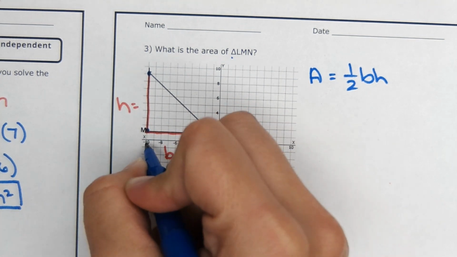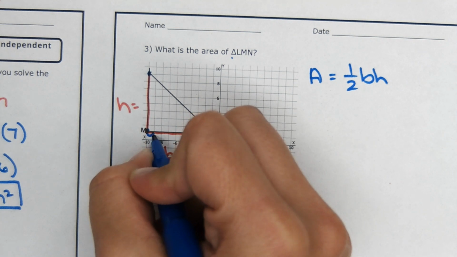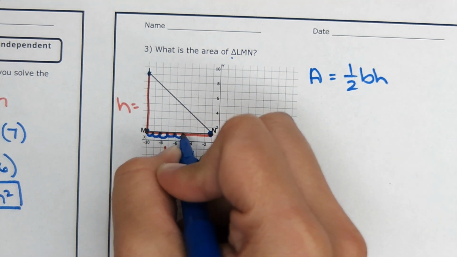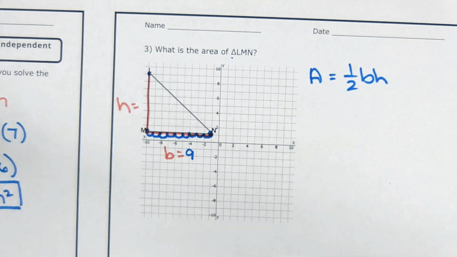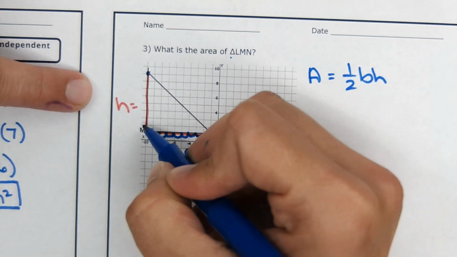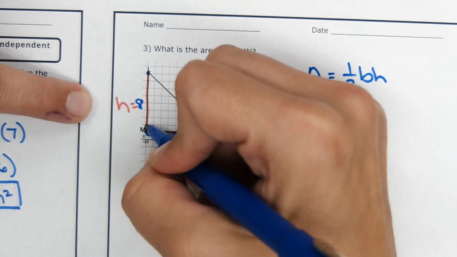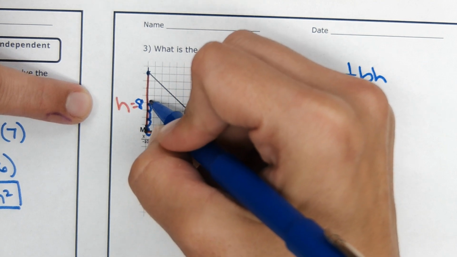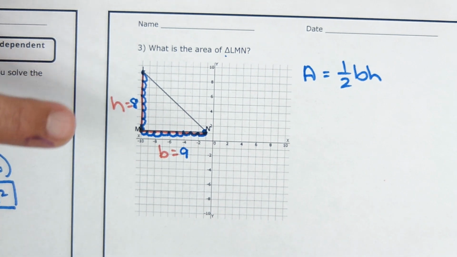This length from -10 to -1 is probably 9. You can also count it just to make sure. 2, 3, 4, 5, 6, 7, 8, 9. And then the height from 1 to 9 should be 8. You're going to count it just to check. 2, 3, 4, 5, 6, 7, 8. Okay, so the height's 8, base is 9.